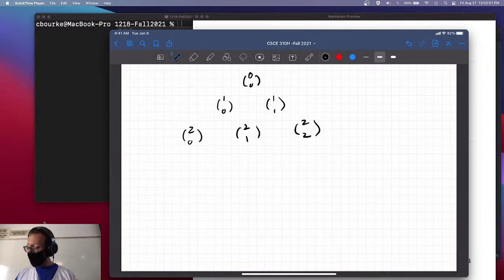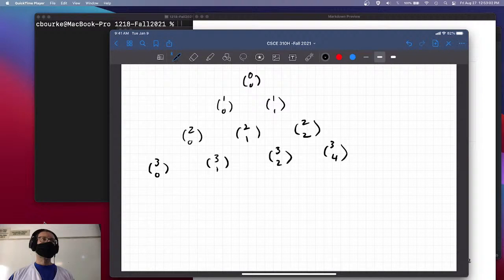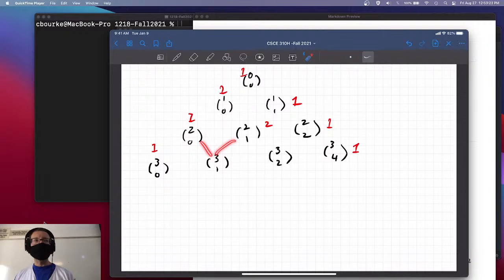3 choose 0. 3 choose 1. 3 choose 2. 3 choose 3. Right? Maybe you just never learned that it was called Pascal's triangle. So what are these values? Well, if you choose 0, there's only one way of doing that. So 1, 1, 1, 1. If you choose everything, there's only one way of doing that. Now, each one of these is going to be a sum. This ends up being the sum of these two. So 1 plus 2, 3. Right? And likewise, 3. And you can start to see a pattern emerge here.